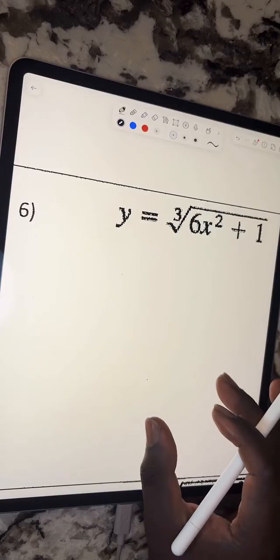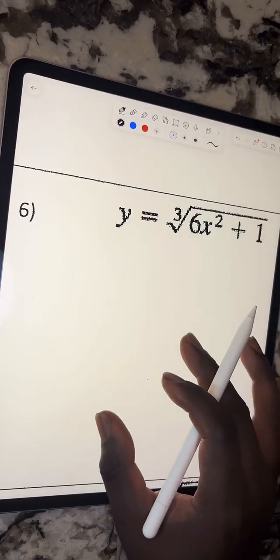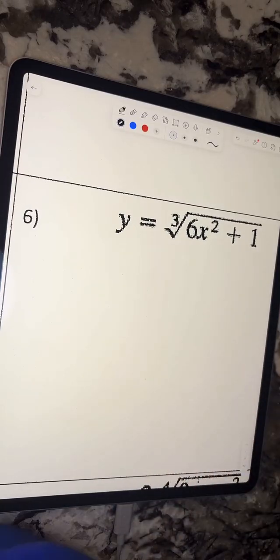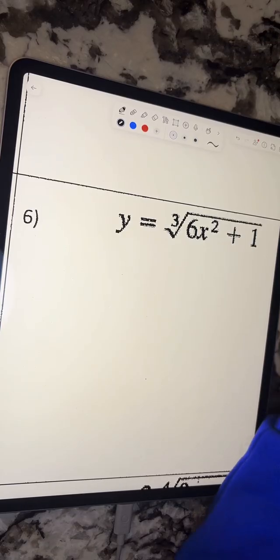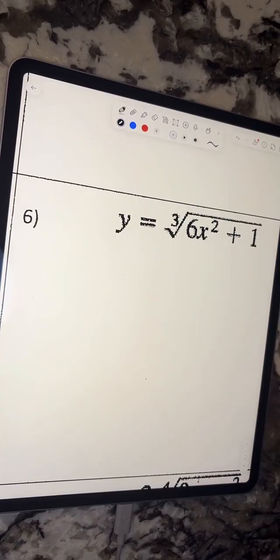Number 6, we have y is equal to the cubic root of 6x squared plus 1. All right. So same thing. What do you guys think the first step is going to be here? What will be the first step to make it easier on ourselves? First thing to do.